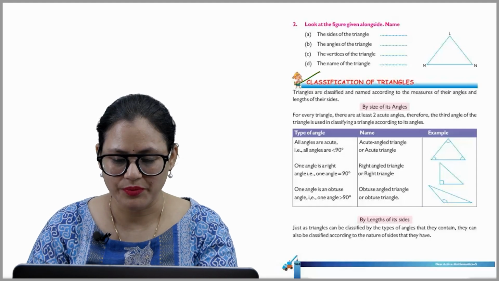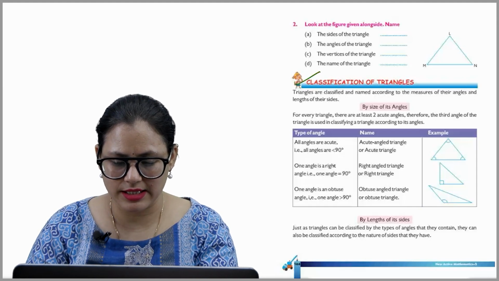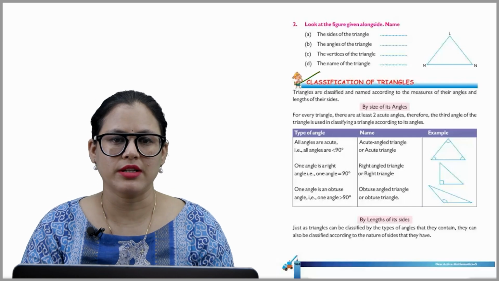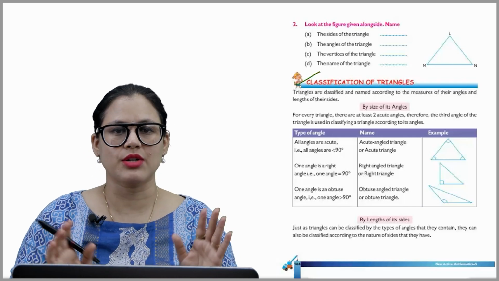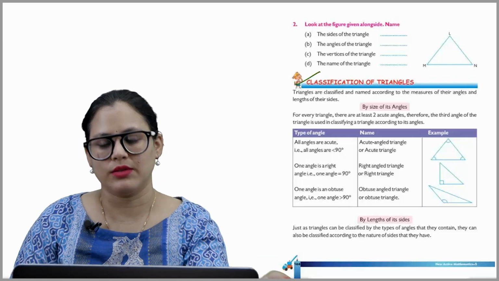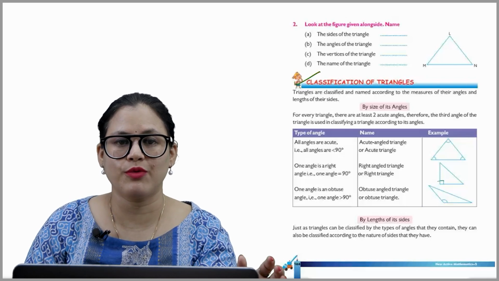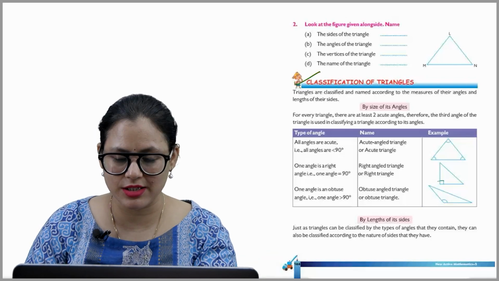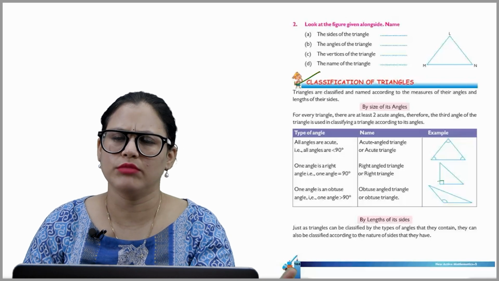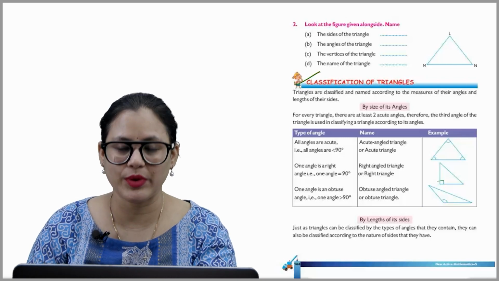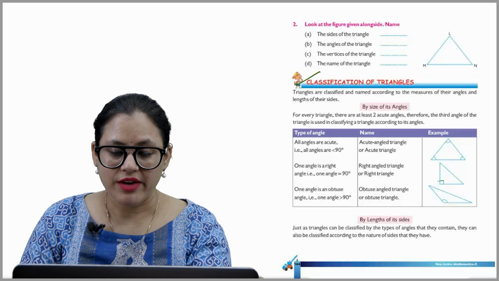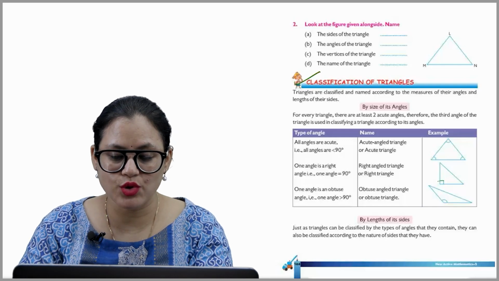This is an acute triangle. If one angle is right, that is only one angle is equal to 90 degrees, then its name is a right angled triangle or simply right triangle, okay? This is a right angle. If one angle is obtuse, that is if one angle is greater than 90 degrees, then it is known as an obtuse angled triangle. This is obtuse angle, okay? We have classified triangles here by size of its angle.